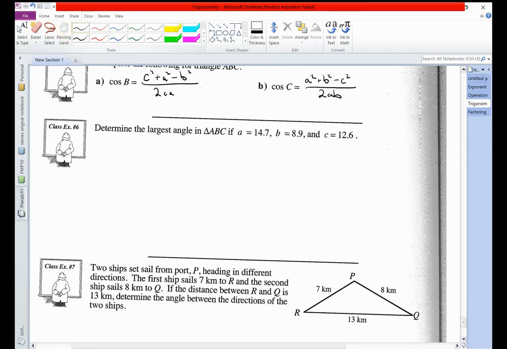Okay, let's do one quick example. Determine the largest angle in triangle ABC. So let's just make a triangle. Determine the largest angle if side A is 14.7, B is 8.9, and C is 12.6.